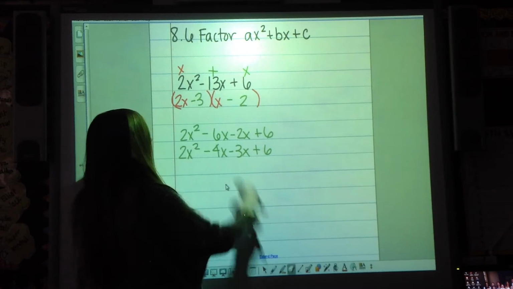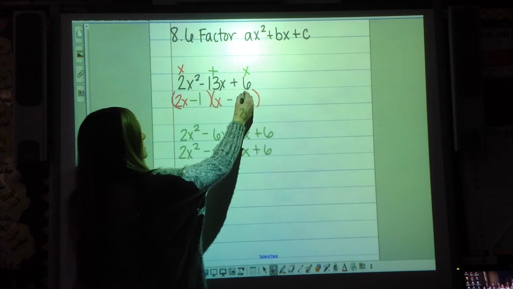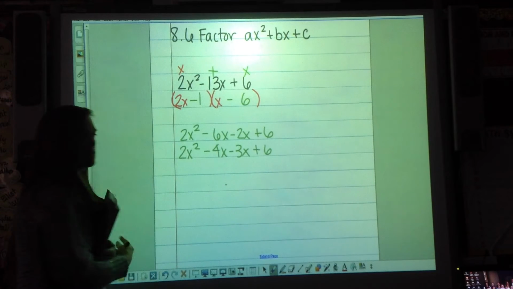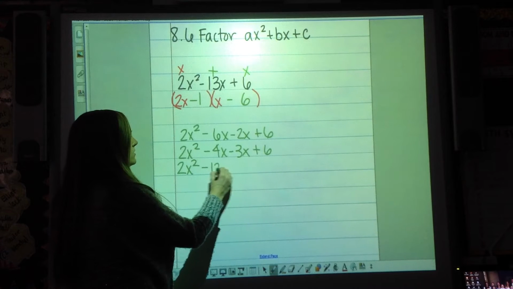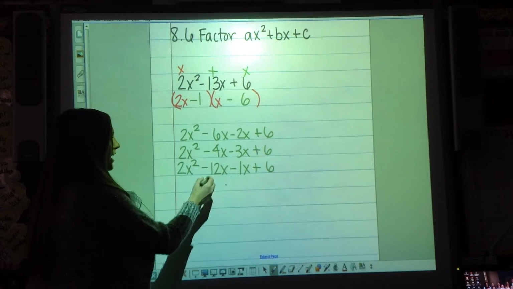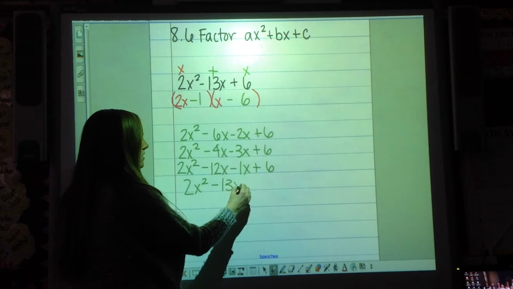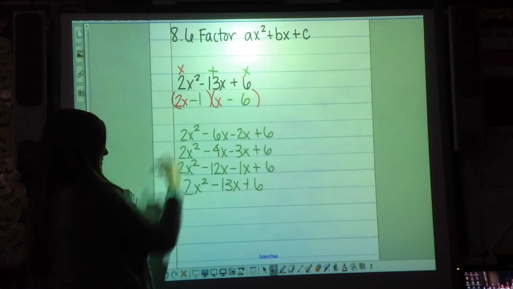Besides 2 and 3, let's try 1 and 6. So maybe I put 1 here and 6 here. Again, I want a negative times a negative, so I make a positive, but I need this middle term to be negative. So firsts, outers, inners, lasts. Hey, when we combine these like terms, we get our original answer. So this is our answer.